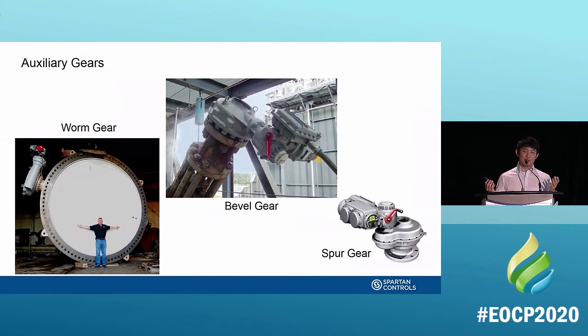Okay, with electric actuators, generally you'll see them connected to auxiliary gears as well, and that's just so we can multiply the amount of torque. And you can see here we're able to put them on extremely large valves because of the gearing there.